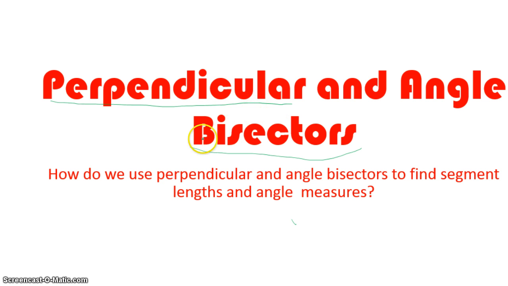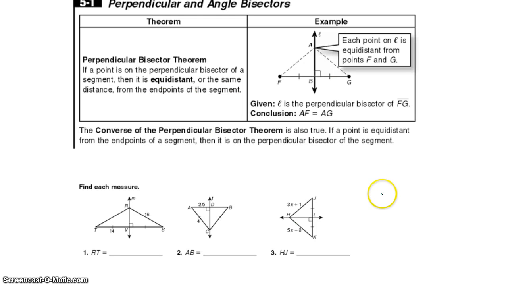a 90-degree angle. So our topic today will be how do we use the perpendicular and angle bisectors to find either our segment lengths and our angle measures. You're going to use the knowledge that you already know about bisectors as we go into this concept, so you'll have a better understanding of it. Okay, we're going to start off with the perpendicular bisector, and we are going to be working with our theorems.